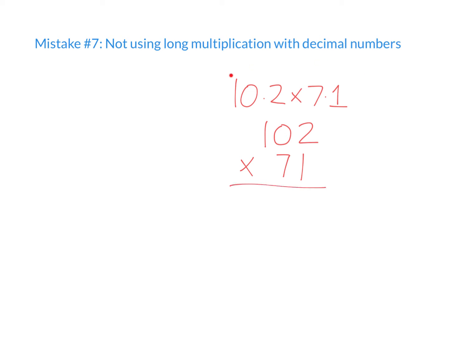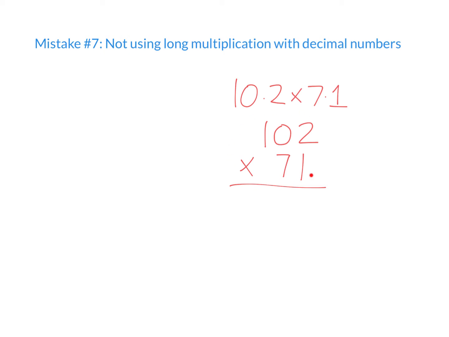People get a question like this and they try to do all sorts of weird things. 10 times 7 plus 0.2 times 0.1 or whatever. Don't do it. Just use long multiplication. We're going to multiply these numbers without regarding their decimal place, 102 times 71. Then we're going to count how many digits should occur after the decimal place in our answer.